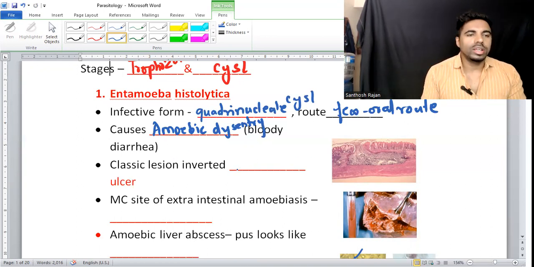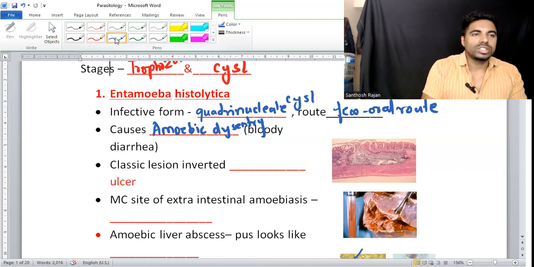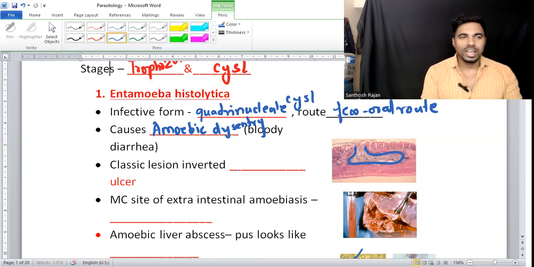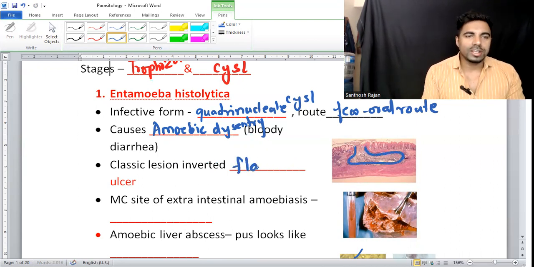The lesions usually, what type of ulcer? The ulcer question is frequently asked. What type of ulcer do you see here? See this picture. How does it look? It looks like a flask, right? It's an inverted flask-shaped ulcer. That was a patho question.